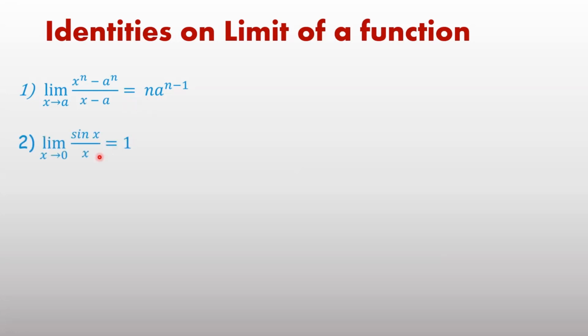Now next, some identities and limits of functions. If you have limit x tends to a of x to the power n minus a to the power n upon x minus a, if any question of this type is given, directly you can apply the formula n a to the power n minus 1. Or limit x tends to 0 of sin x upon x equal to 1, or limit x tends to 0 of tan x upon x equal to 1. These three are basic identities and limits.